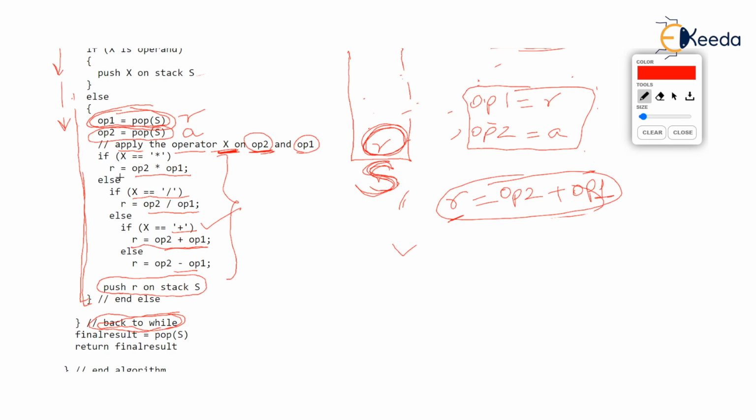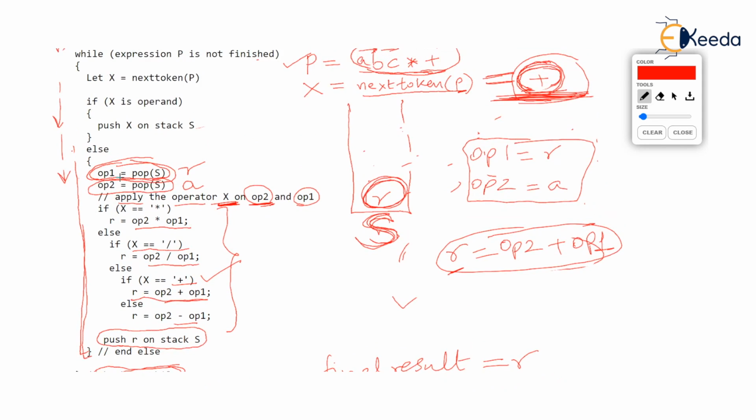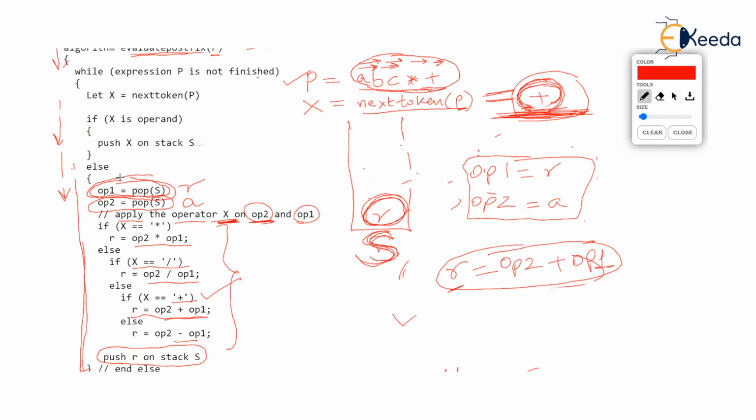So after the while loop, it is a good idea to execute one more pop. So final result is equal to pop S. So if we execute pop, final result will be R, and we return this final result back from where this function or algorithm was called. So as easy as it is, isn't it? This is how the postfix is evaluated. Have you observed one thing again? That to evaluate the postfix expression, we had scanned the expression from left to right only once, isn't it?